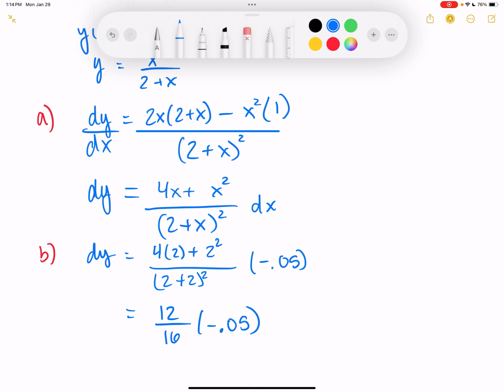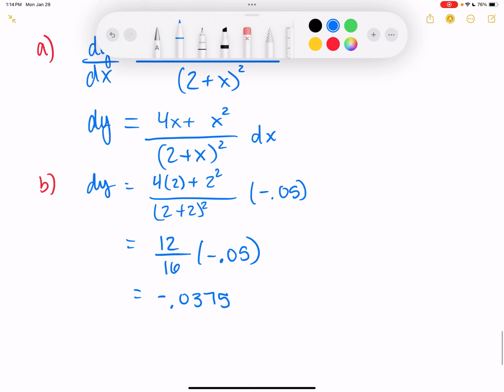Make sure you get the negative. Oh, it's negative. I didn't know that. Be negative 0.035. What? Negative 0.0375, you mean? Yeah. Fantastic.